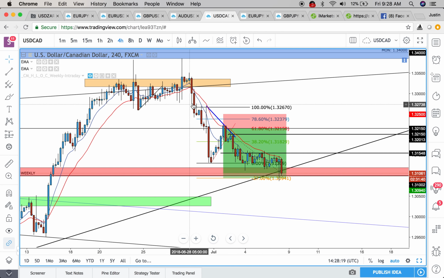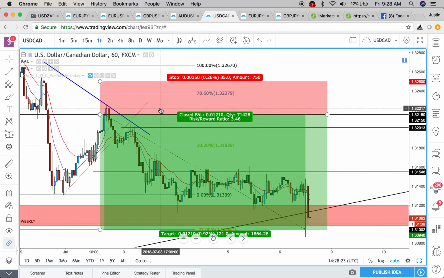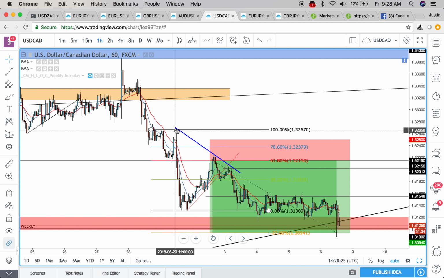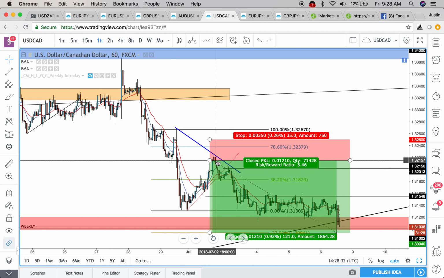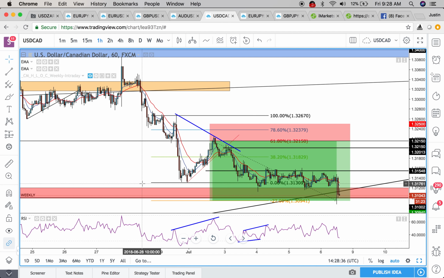Off of the 4 hour, what we did was pull our Fibonacci from this high down to this low, and it gave us that golden ratio, that's 61.8, right? And then it hit that, and alongside that we had some sell divergence.